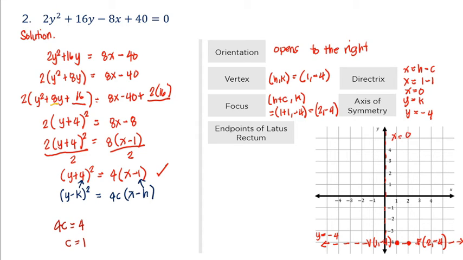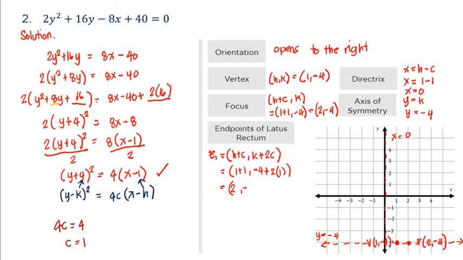So, we will just have the first endpoint, E sub 1, equal to: the x-coordinate of the focus did not change, so you have h plus c pa rin. And the y-coordinate is what changes. So, we will add and subtract 2c there. So, you have plus 2c. Right? So, we have now h plus c is 1 plus 1. The k of the focus, or the vertex, is negative 4. Or the focus also, k of the focus is negative 4. Then we have plus 2 times our c is 1. So we have now 2. Negative 4 plus 2 is negative 2.